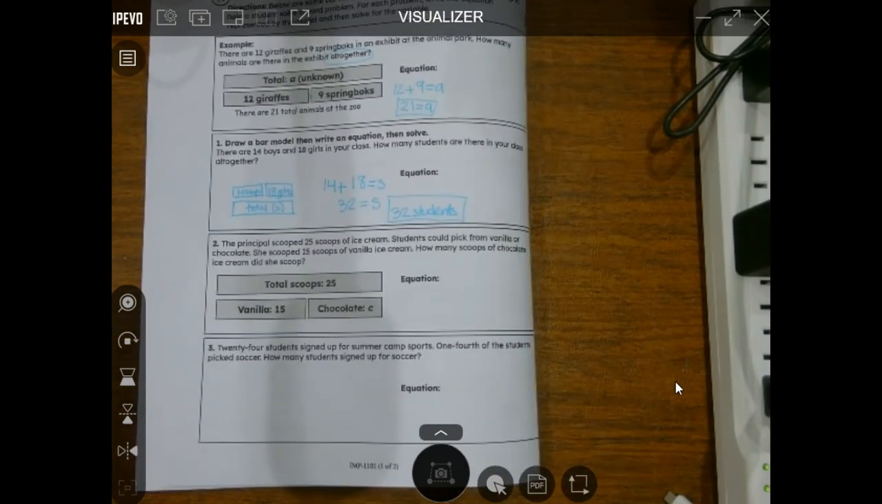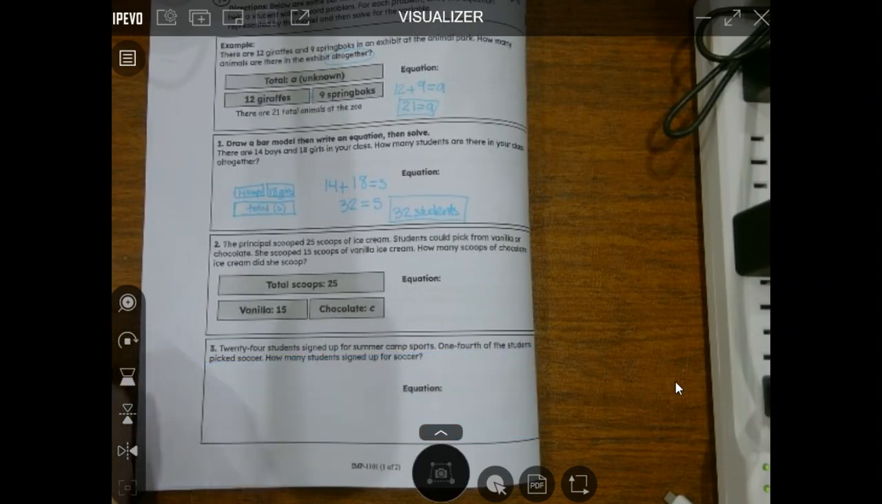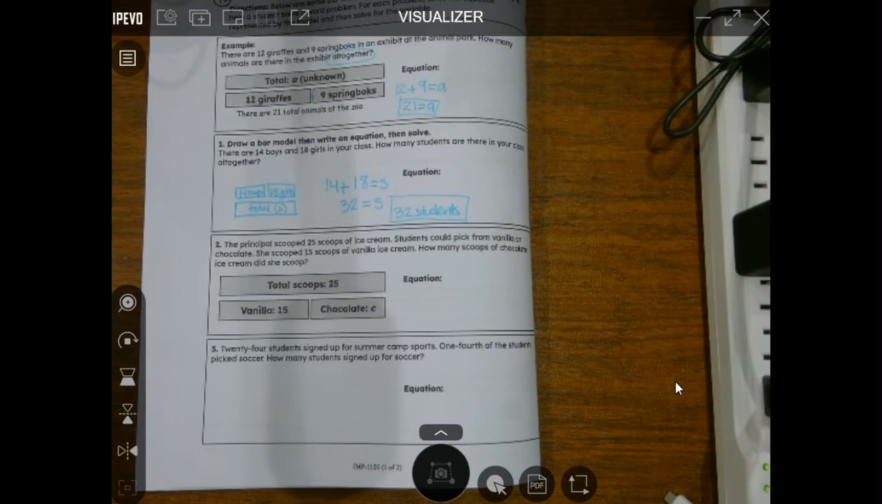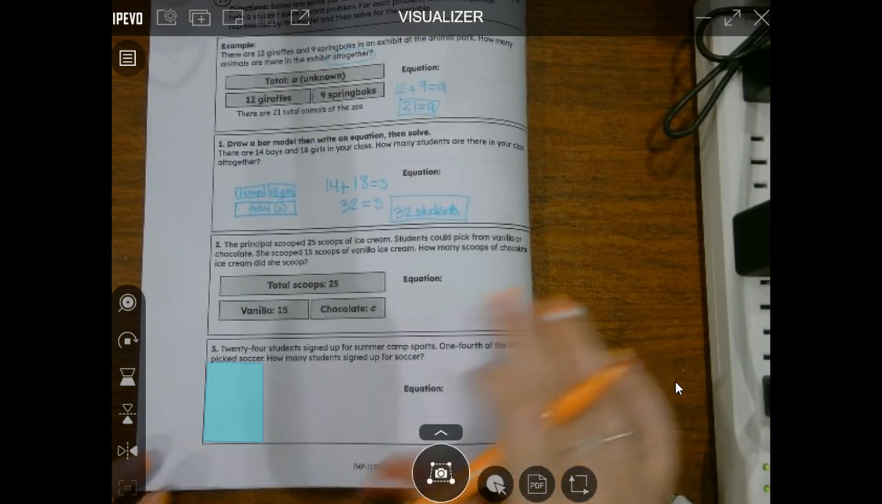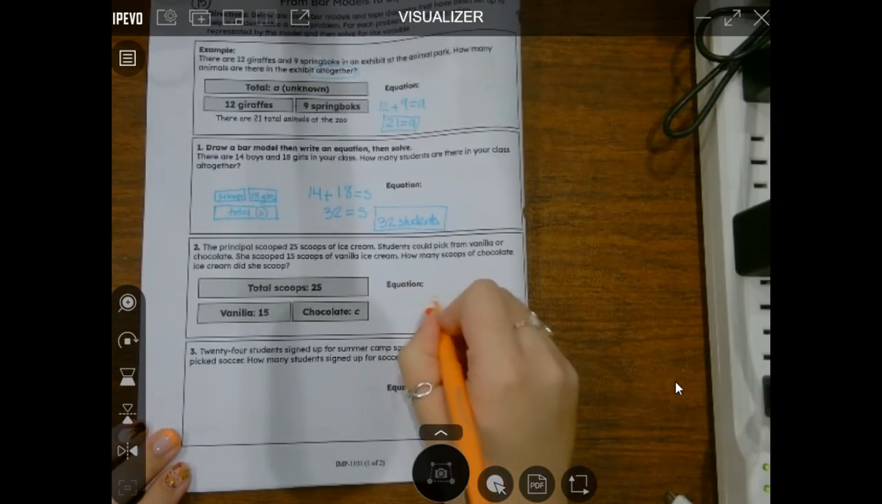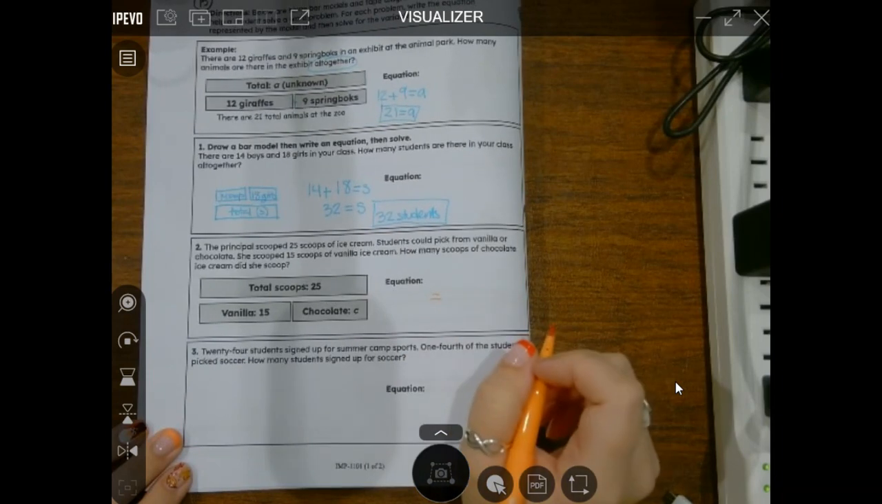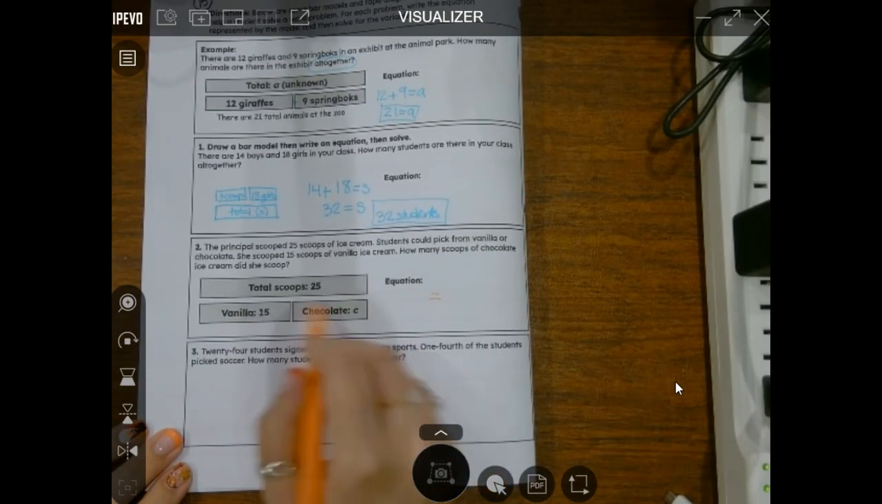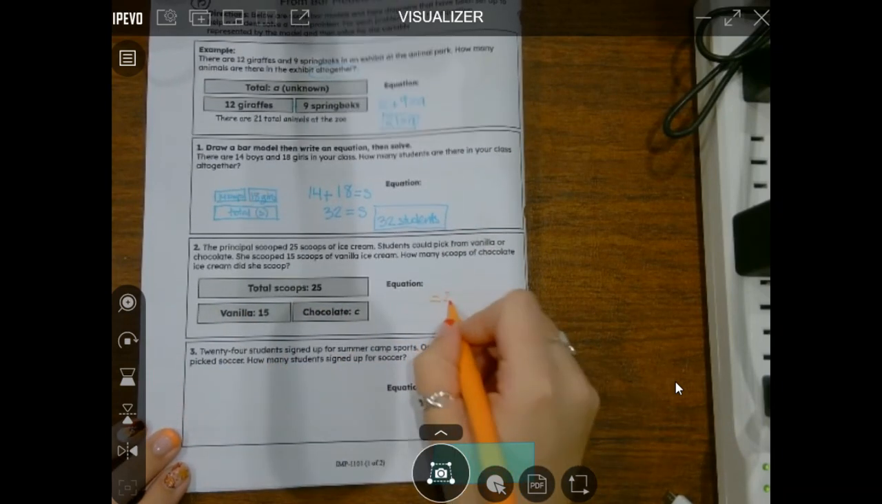It says, the principal scooped 25 scoops of ice cream. Students could pick from vanilla or chocolate. She scooped 15 scoops of vanilla ice cream. How many scoops of chocolate ice cream did she scoop? Okay, so we know that the total is always like over here, right? Equals the total. And oh, did they tell me the total this time? They did. The total is actually 25.